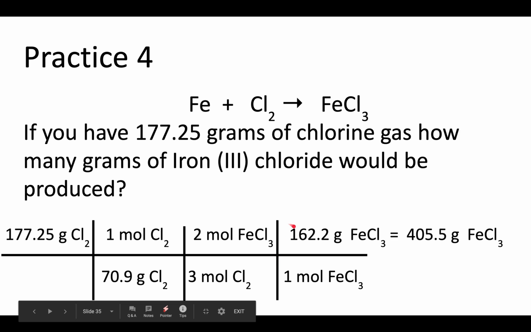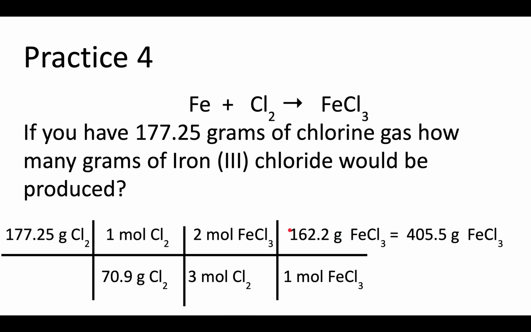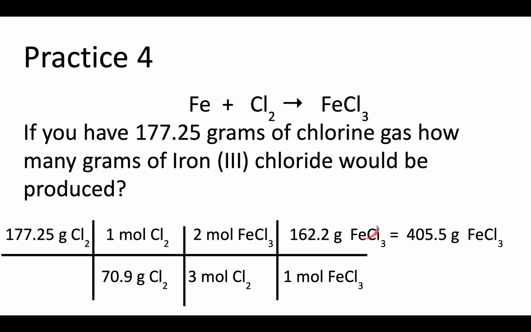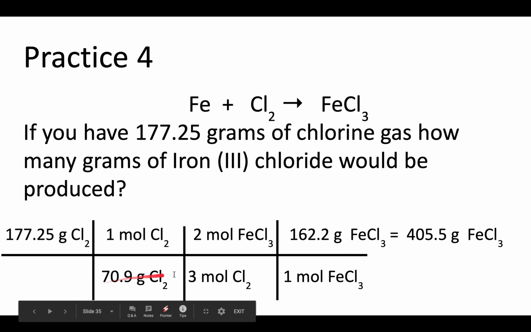So in 1 mole, I know that there's the molar mass of iron 3 chloride in grams. So again, if you're looking at things canceling, these cancel here, these cancel here, these cancel here. So all I'm left with is multiplying across the top. The units here would be grams of iron 3 chloride, and then divide by the bottom. And so I believe you should get the 405.5 grams of iron 3 chloride.